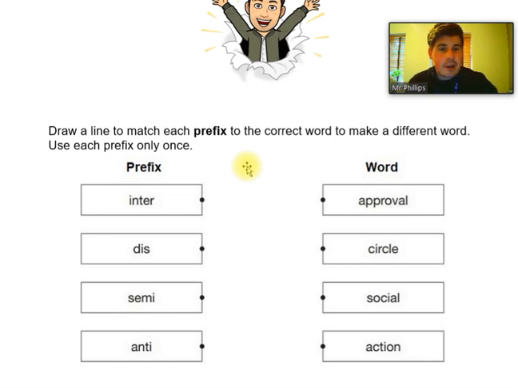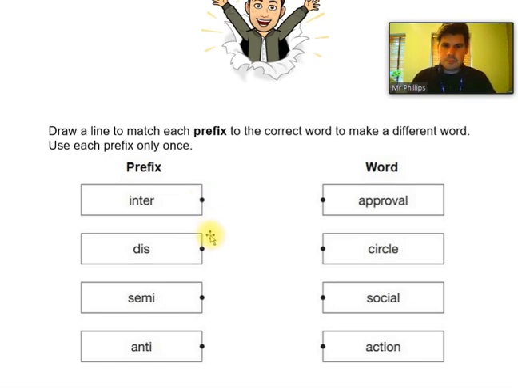Ooh, interaction. That's one I've heard before. Interapproval, intercircle, intersocial, interaction. I've heard interaction before. I know that one is a real word. I'm going to link those two. Interaction, as in people doing actions together. Inter, as in like internal. So interaction is the action between 2 people.